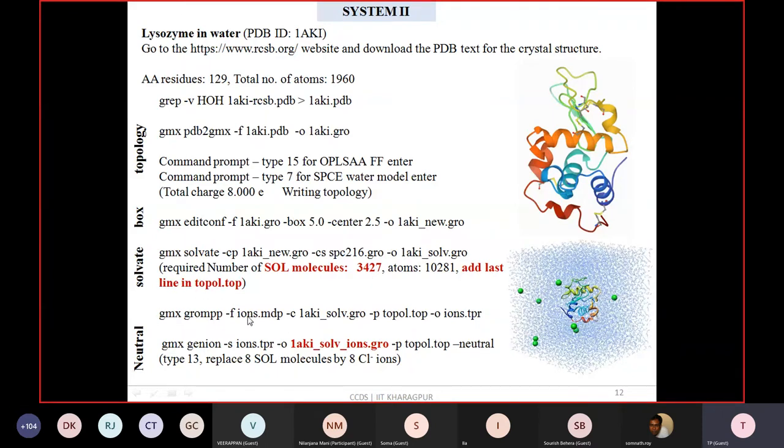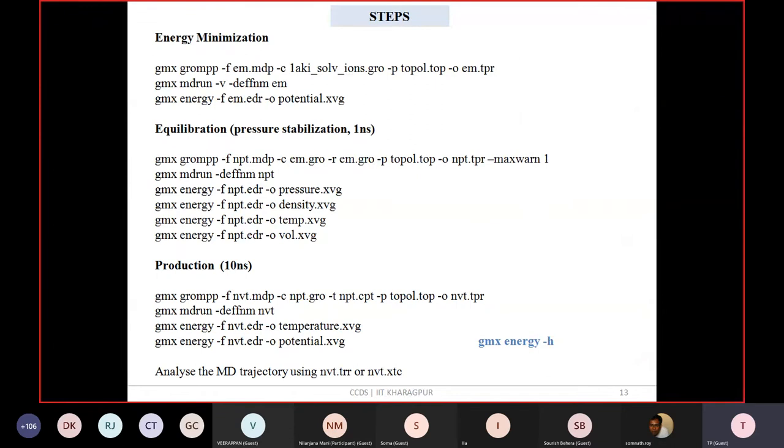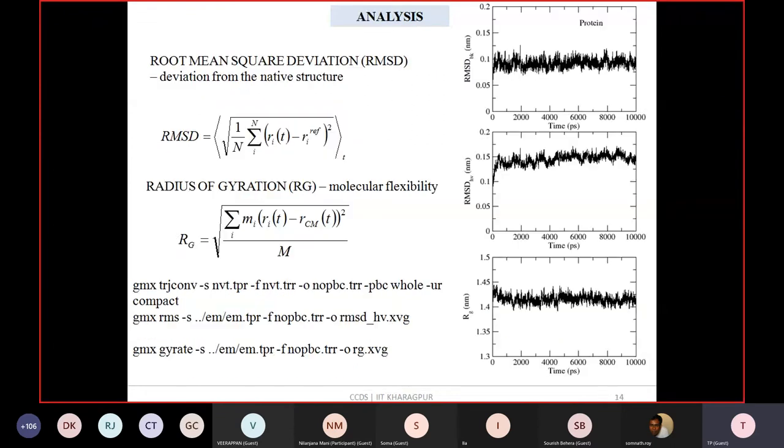And using this, we add the number of ions in the system because we want to neutralize the system. Because there was already a total charge of 18, we need 8 chloride ions to neutralize the system. So the processes remain the same as we have done.